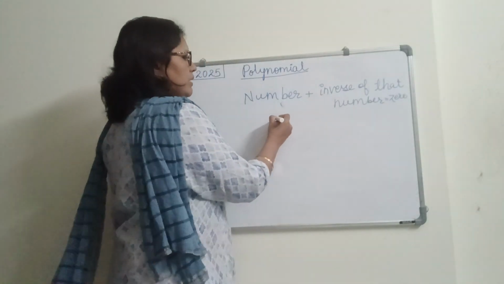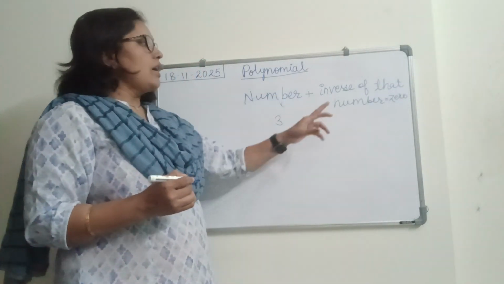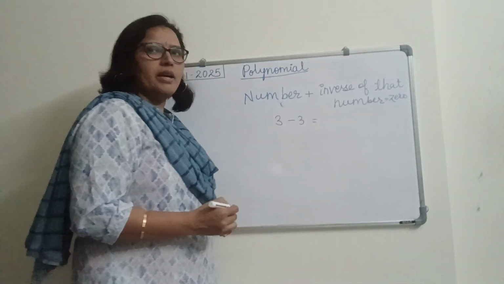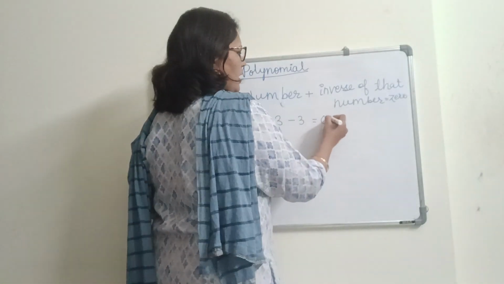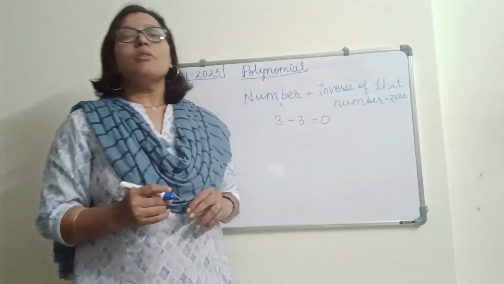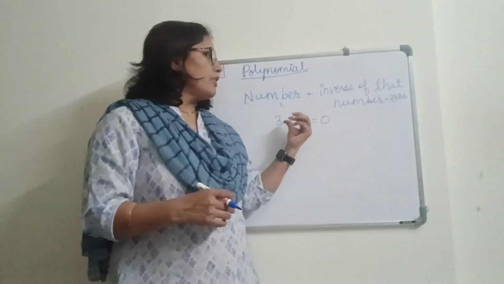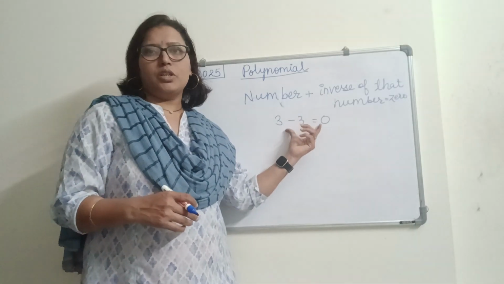Suppose 3 is the number. The inverse of 3 is minus 3. If you add 3 and minus 3, you are getting 0. This is called the additive inverse. It means that a number and its inverse, when combined, give 0.